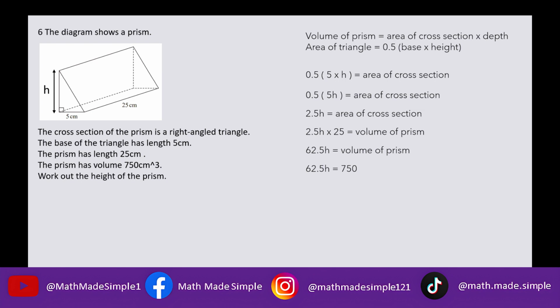Now I know the volume of the prism is 750, so I can do 62.5h is equal to 750. So I divide by 62.5 on both sides, which gives me 12 centimeters. That's the height of the prism.